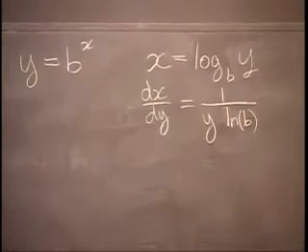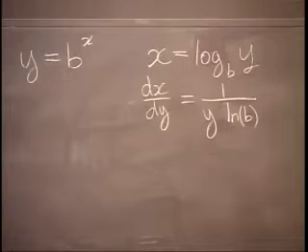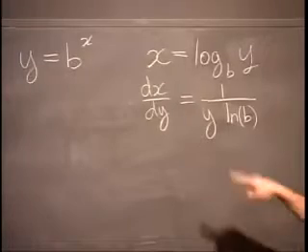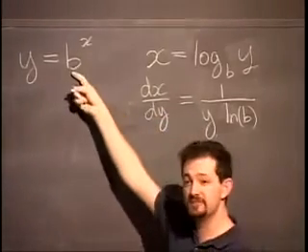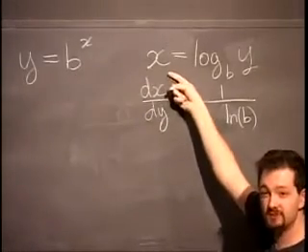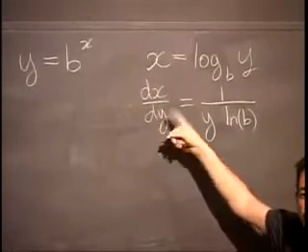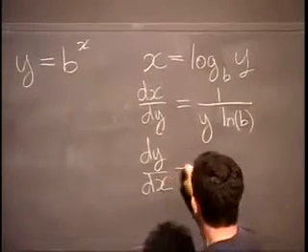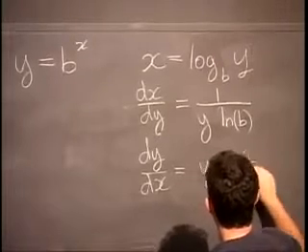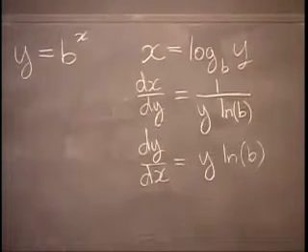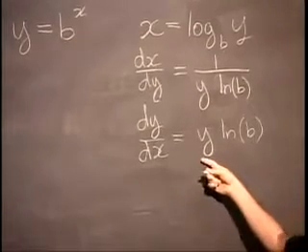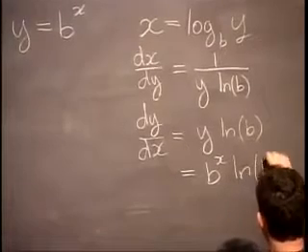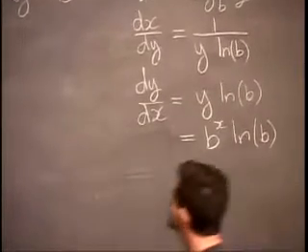That's for any base. Because I want to find dy dx, and I don't know how to do that yet. So I've got y as b to the x. See, I don't know the derivative of this. But if I make x the subject, if I solve for x, I can take dx dy, and then I can flip it using the chain rule and say that dy dx is y log of b. But what is y? Y is b to the x.